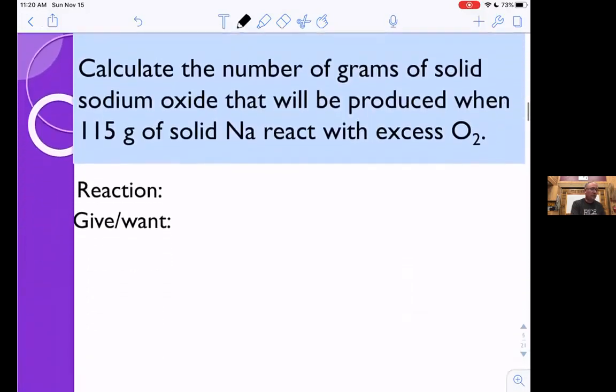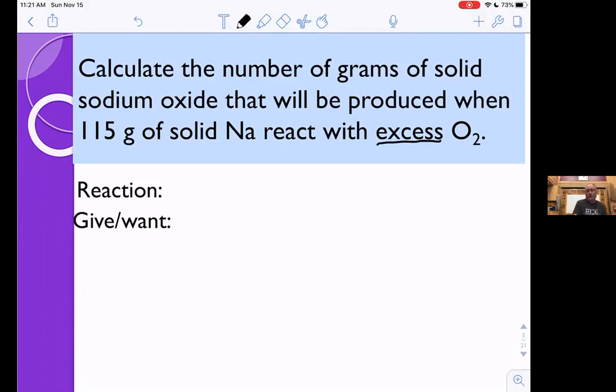So let's go do the first example. This one says, calculate the number of grams of solid sodium oxide that would be produced when 115 grams of solid sodium reacted with excess O2. Now this excess word here means that you just have plenty of O2. We'll get to what it means when we're limiting how much we can make, but for right now, we're just going to do it with excess.